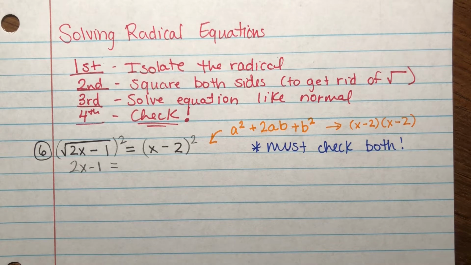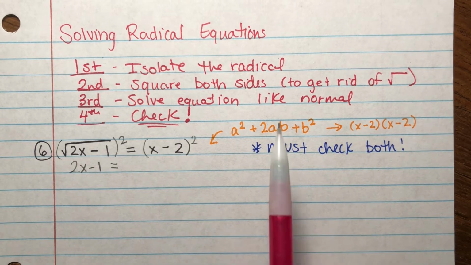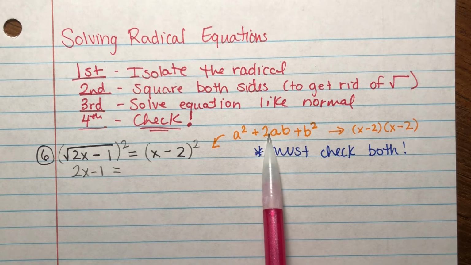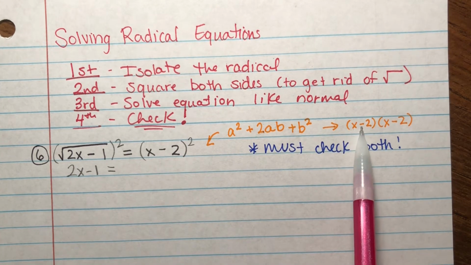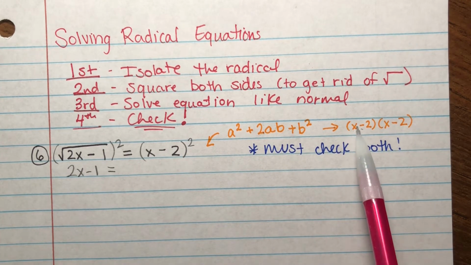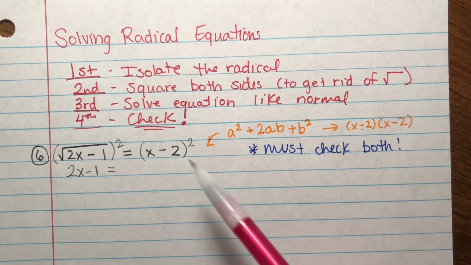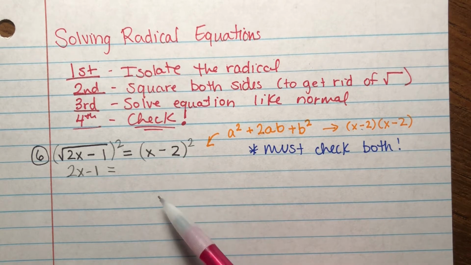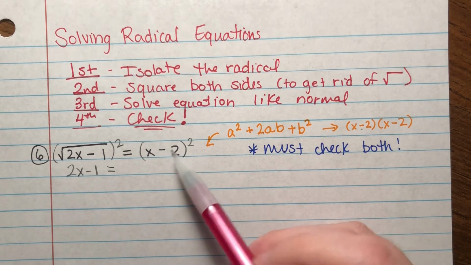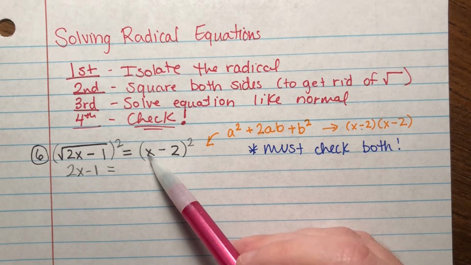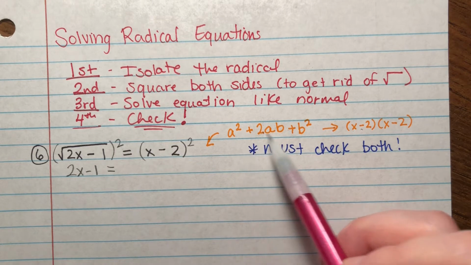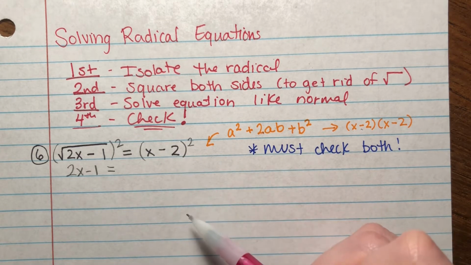All right, so either way you choose to do it, I'm going to use this method. But if you want to use this method, that's perfectly fine too. You just have to remember to FOIL it, and you're not just squaring these terms. You'll definitely get different answers. All right, so I'm going to use my equation for squaring a binomial.